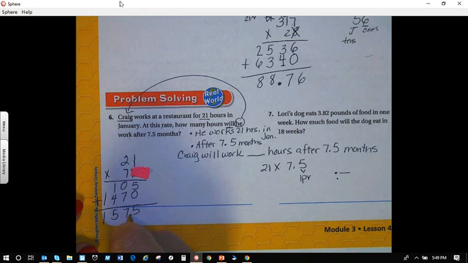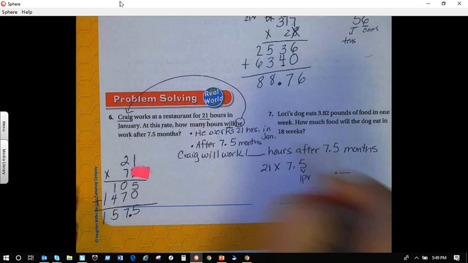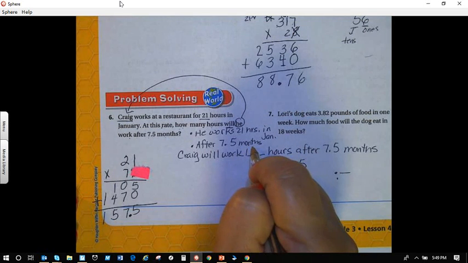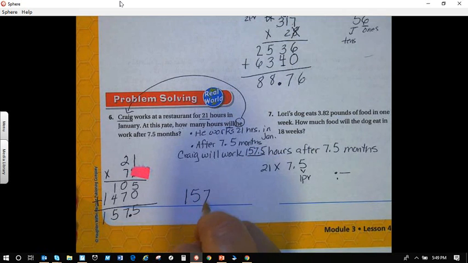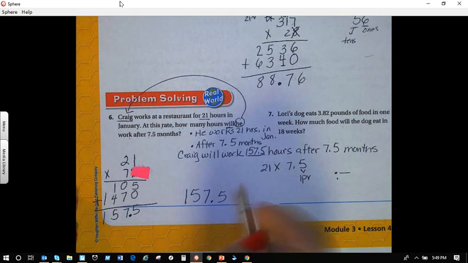It'll be at 157 and 5/10. That's how many hours he's going to work after 7.5 months. So I'll place that here, and I'll place it here, 157 and 5/10, or we would normally say 157.5 hours is how many that he will work.